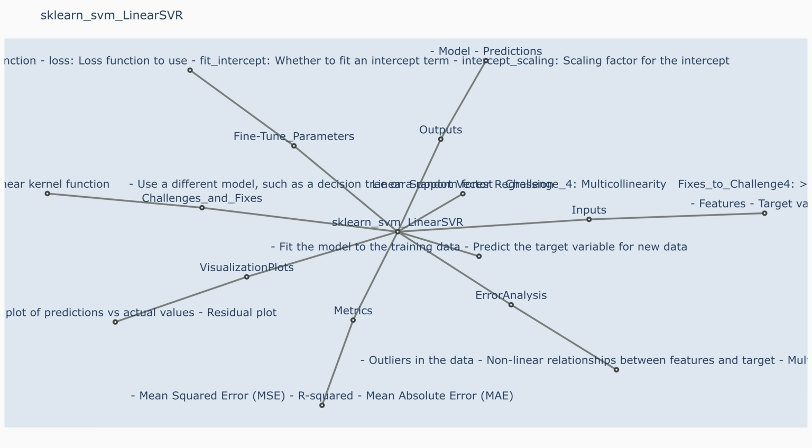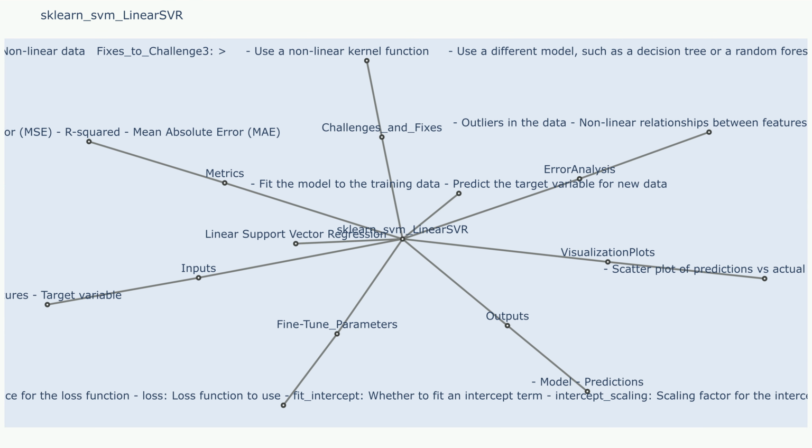Inputs. Input 1: X. This is the input feature matrix. It's a two-dimensional array where each row represents a data point and each column represents a feature. The data should be numerical and appropriately scaled. Input 2: Y. This is the target variable. It's a one-dimensional array representing the values to be predicted.